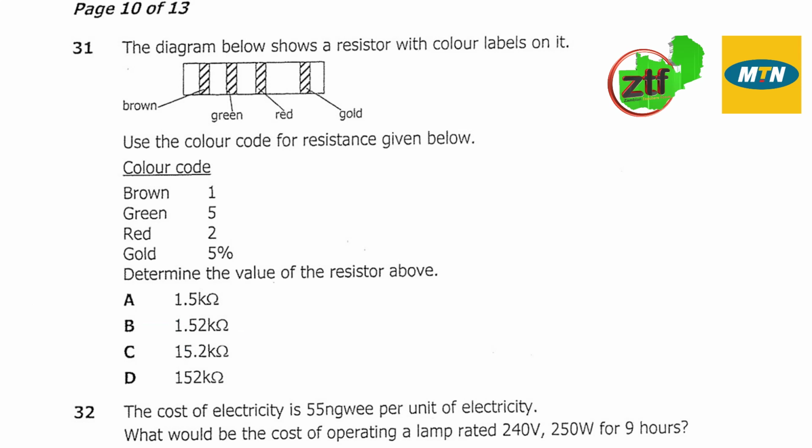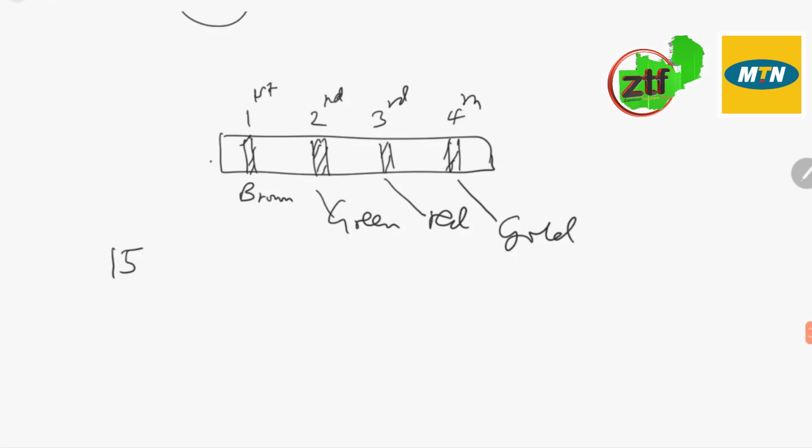Then the third color tells us the number of zeros we must add. In this case, we check and we find that it's red. Red gives us 2 zeros, we add them here. When we do that, we find 1,500, which is 1.5 kilo ohms. And then the last color gives us the tolerance within which it can operate. What is the percentage tolerance? In this case, plus or minus 5% tolerance. So the correct value of the reading is 1.5 kilo ohms. We move on to the next question.